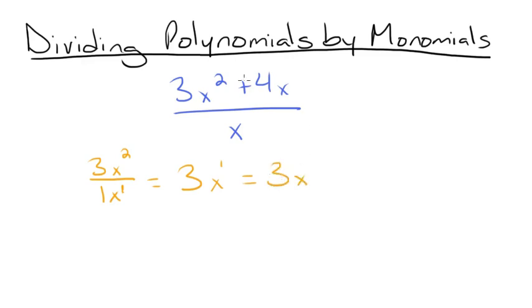Now let's move on to 4x. So 4x divided by x. Again, 4 divided by 1 is just 4, and x divided by x is 1, so this is like 4 times 1, which is just 4. Finally, all we have to do is add the two terms. So this is equal to 3x plus 4.